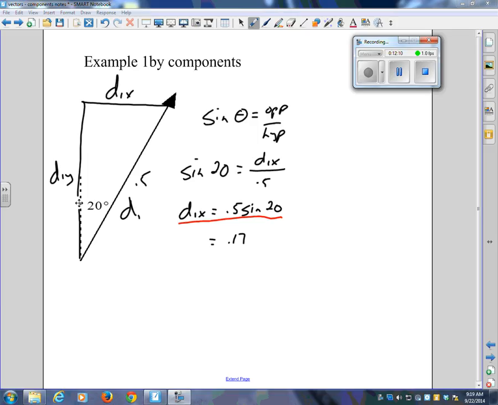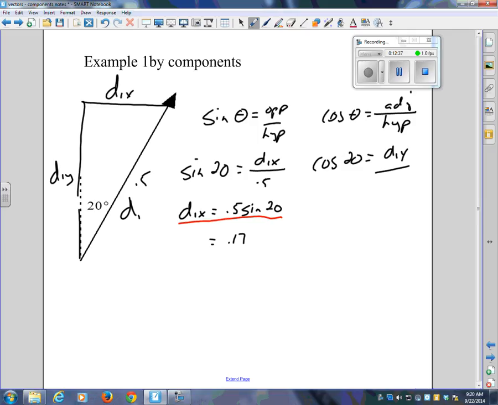So, what's y going to be? Well, if this one is the sine, the opposite, this one's going to be the adjacent. So, can I skip those two steps, do you think? I'll write it out just for the first one. Cos theta is equal to adjacent over hypotenuse. So in this case here, cos 20 is going to equal the adjacent, d1y, all over 0.5. Or in other words, d1y is equal to 0.5 cos 20, which is 0.47.